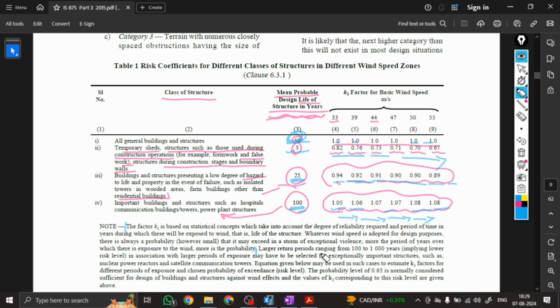Larger return periods ranging from 100 to 1000 years, implying lower risk level, in association with a larger period of exposure, may have to be selected for exceptionally important structures. What it's saying is, if your building is only a general normal residential building, but you are designing for 100 years, then you have to consider these values. So that point is saying this much.